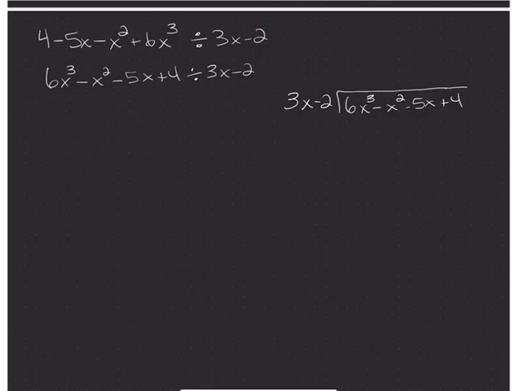So again, we're going to focus on those first terms. So I have 3x, and I need to get to 6x to the third. So I go number to number and variable to variable. So from 3 to 6, what do I need? I need to times that by 2. And then I'm at x, but I need to get x to the third, so I still need an x squared. Right?